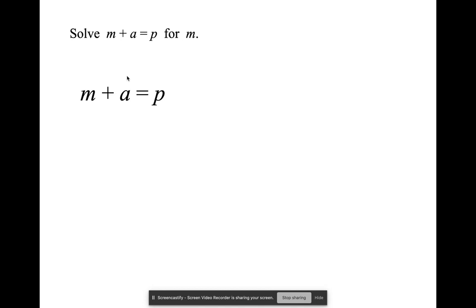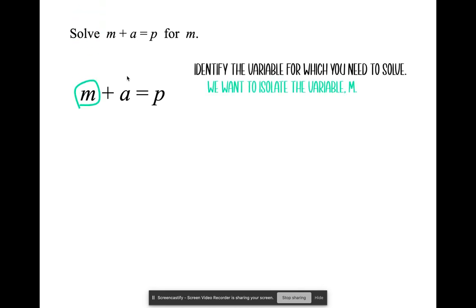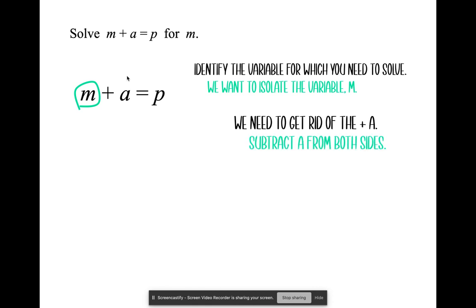So what does that look like? Here's an example. M plus A equals P. Now this doesn't really mean anything at all, but it is an equation and it can be solved. We want to solve for M. So the first thing we are going to do is identify the variable we need to solve for. We want to solve for M. That means that we need to get rid of that plus A. So how do we do that? Well, we need to use the inverse operation, and so the opposite would be to subtract A on both sides.